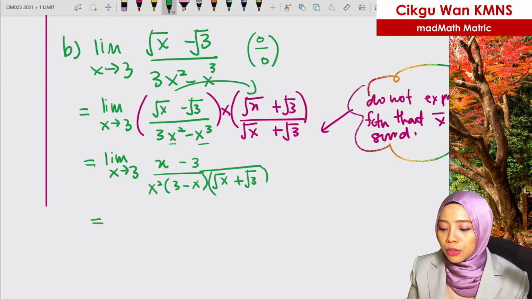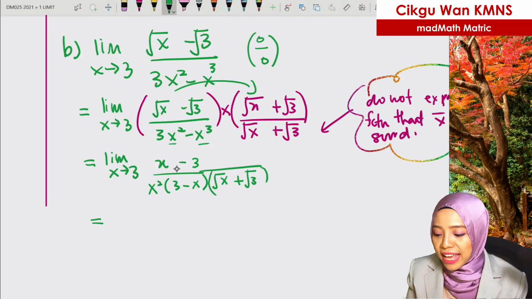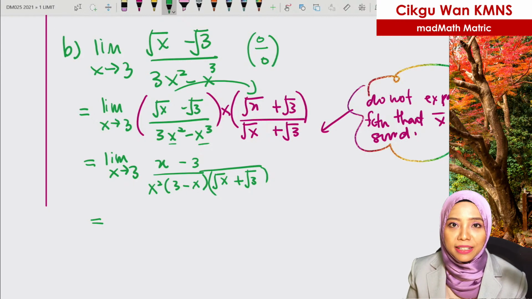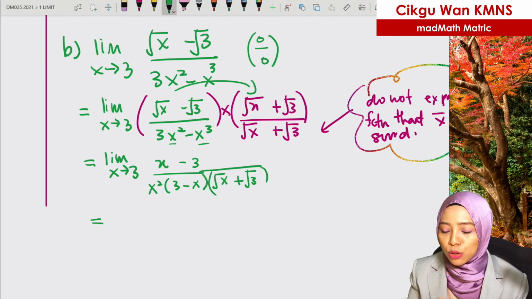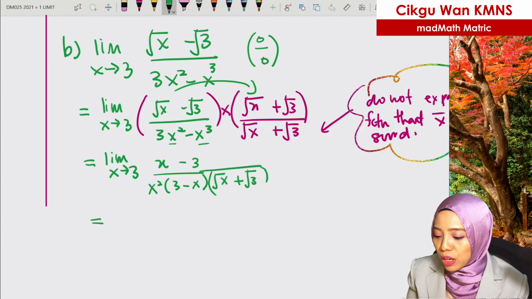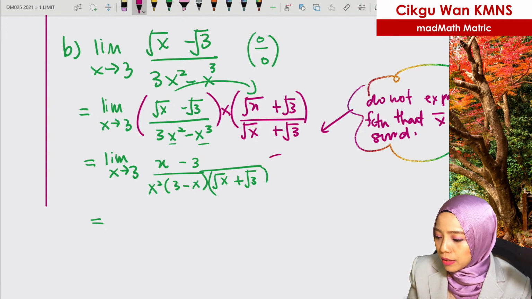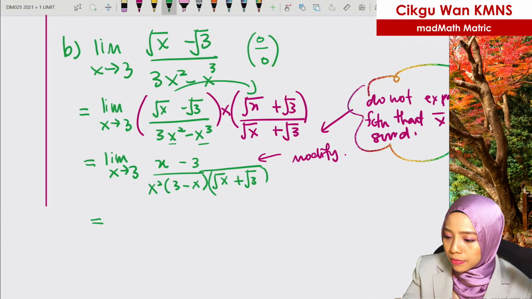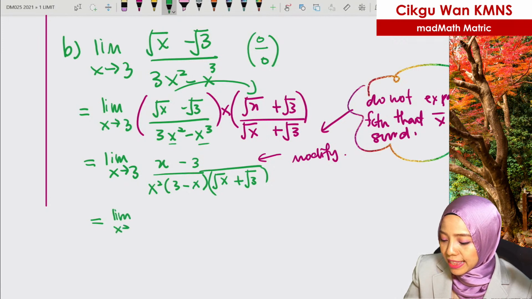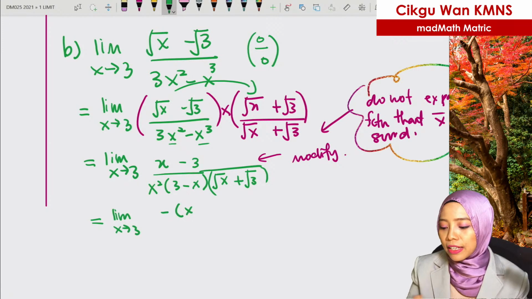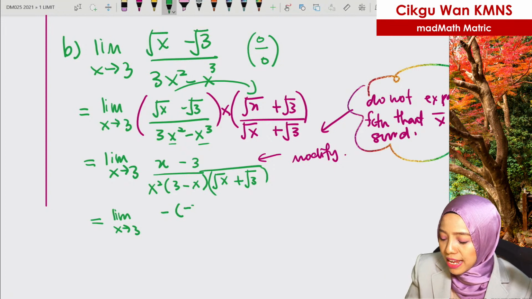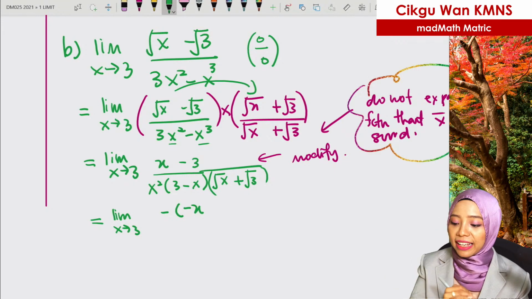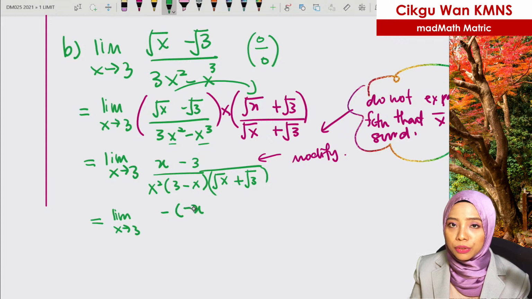Okay, so tengok now look closer. X minus 3 and 3 minus X sama ke tak sama? Nampak macam sama tapi sebenarnya tak sama lagi. So you have to modify. Okay, what you have to modify? Modify by taking the negative. So negative X, right? If I take negative, so this must be negative too. Negative juga. So that negative become positive.